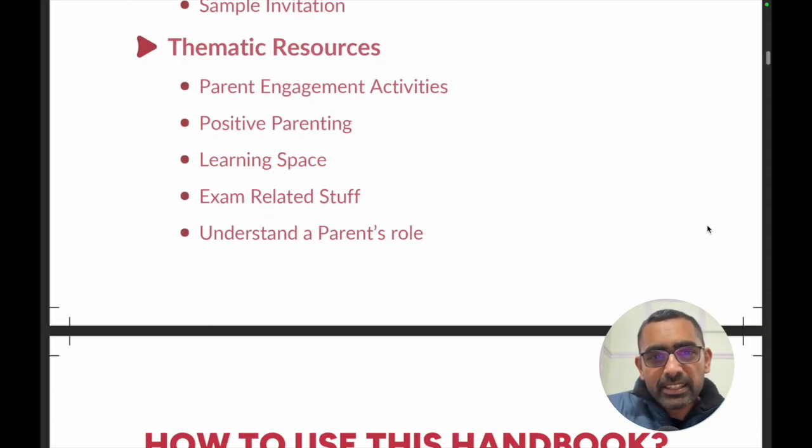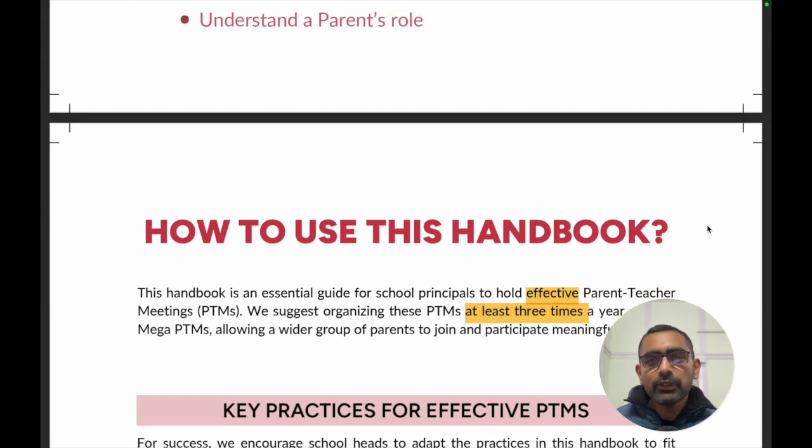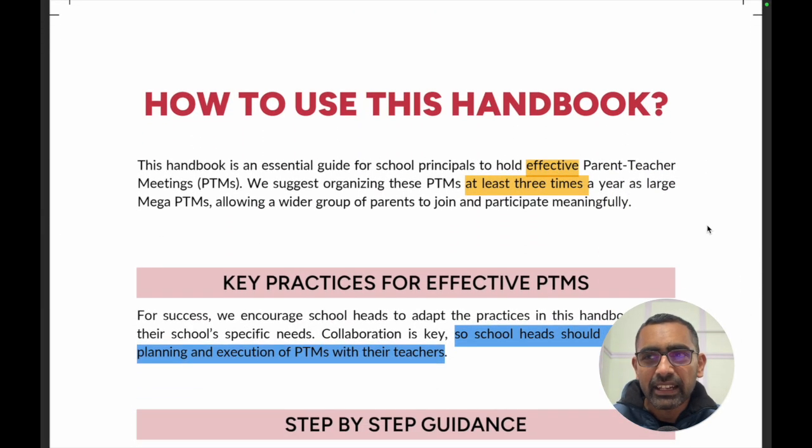Now, very important is how we use this handbook. Often we see that many guidelines are made and many TLMs are published and created, but how to effectively put them to use is very, very important. Similarly, PTMs are being conducted by most schools, but how effective are they? That is why I feel it is very important for every principal, headmaster, headmistress, and head teacher to go through these guidelines, and the teachers and parents as well, so that they can all get the best out of these PTMs.